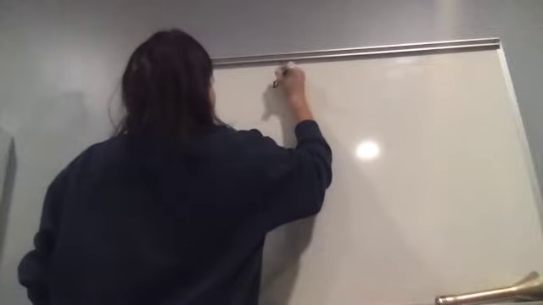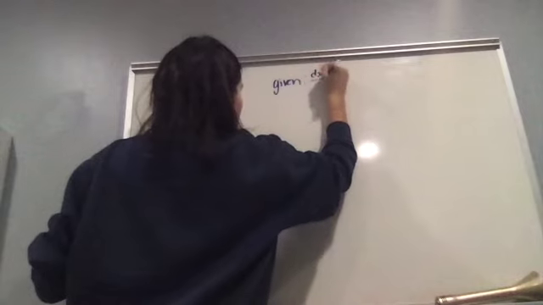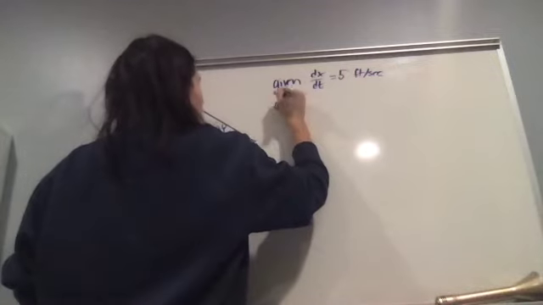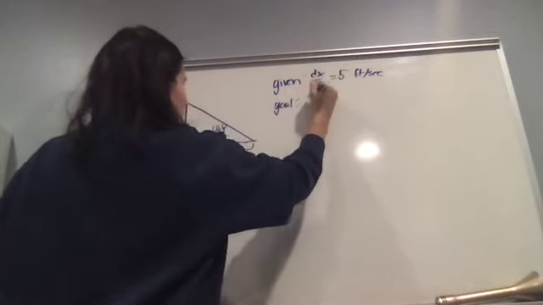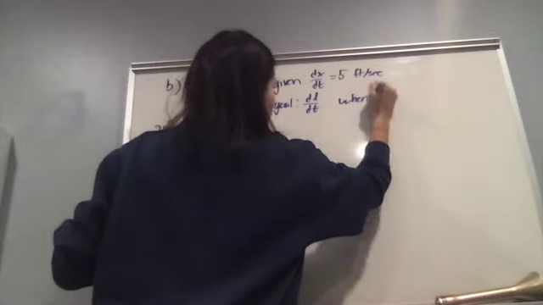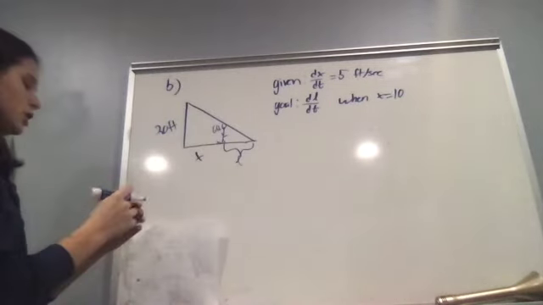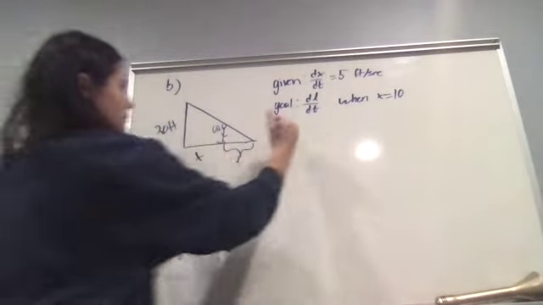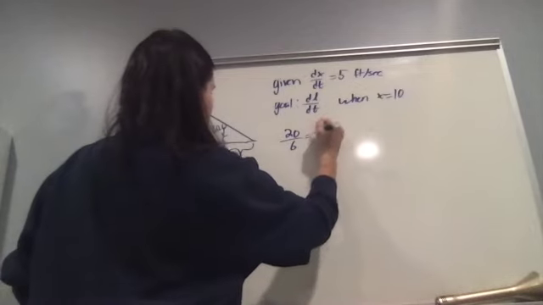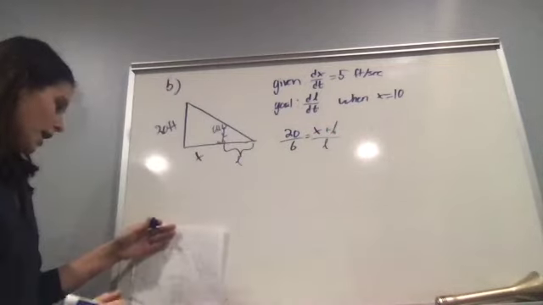So we still have the same given, which is our rate of dx over dt, which is equal to 5 feet per second. But our goal this time is going to be dl over dt when x equals 10 again. So we're going to start just like the one before. They're similar triangles, so we're able to create a ratio of 20 over 6, and that is going to be equal to x plus L this time over L.